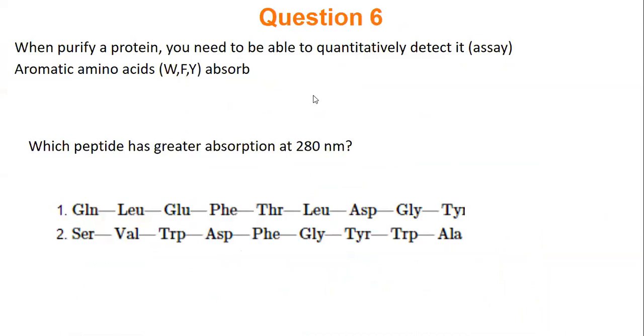Okay. Now, when you're purifying a protein, we need to be able to know how much of it there is and if we have it at all. One of the easiest ways to do it is by aromatic amino acids. And for some reason, that text is cut off.